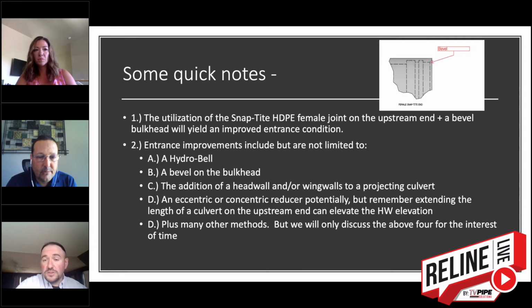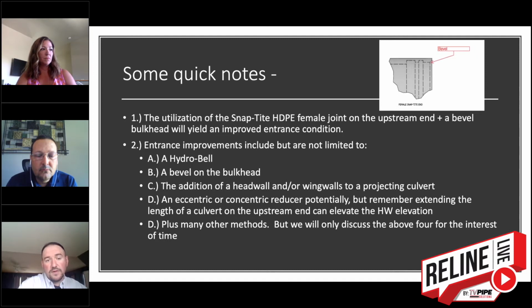The female end, as you can see in that little snippet I put on the top right there, is already beveled. So as long as your bulkhead has a bevel to it, it allows you to maintain that little bevel action by having that female end out at the inlet side, right? So you're building into your female end, it all stays nice and beveled. But we're going to talk about the HydroBell.